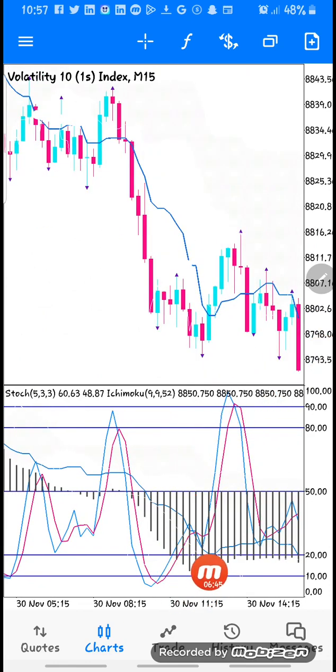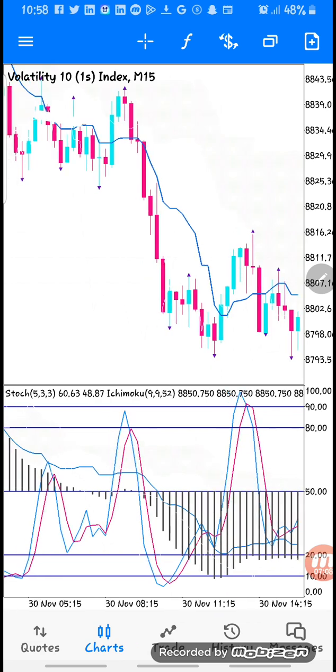See it happening here with a stochastic crossover. Make sure that you see a stochastic crossover before using this for entry. Once the candlestick closes below the oversold level, look out for a stochastic crossover. See a stochastic crossover and then place your trade, enter a buy trade.